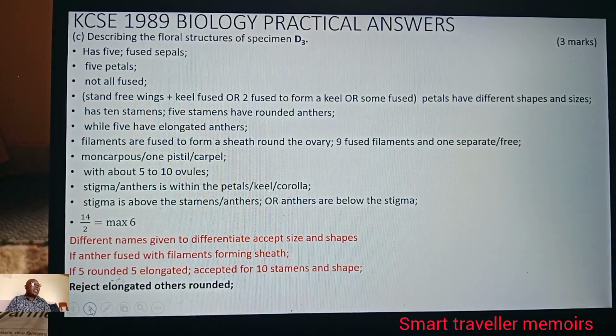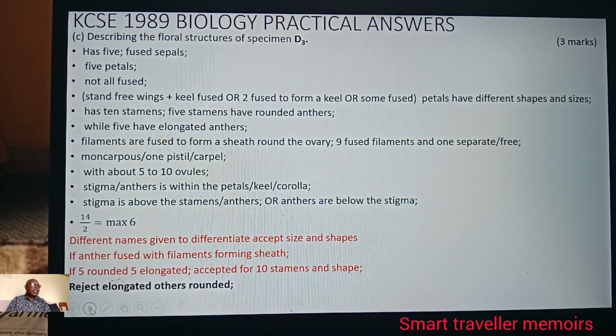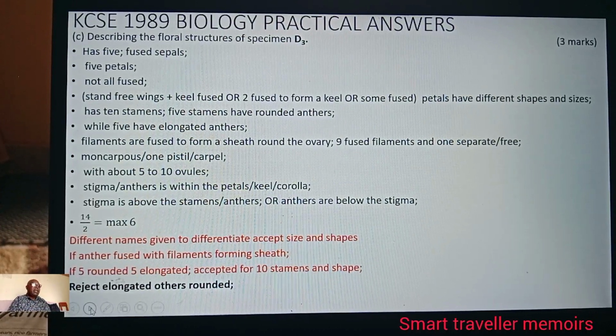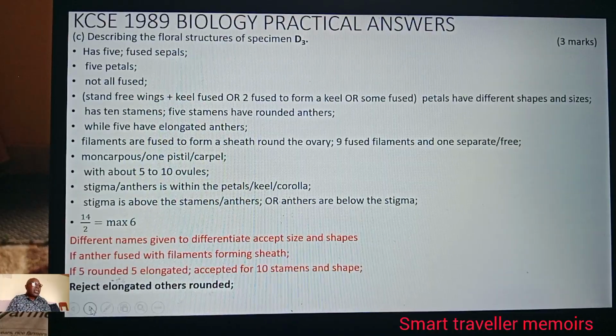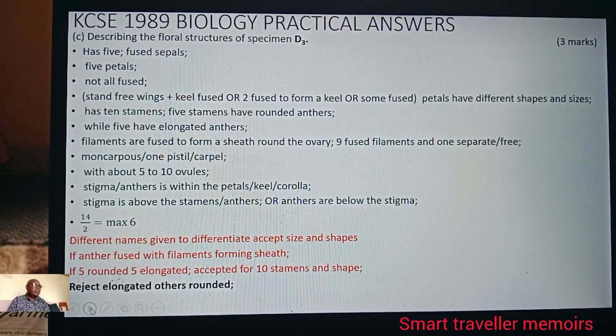Let's now go to part C of question 2. Describing the floral structures of specimen D3. So we can start. It has 5 fused sepals, a tick, 5 petals, a tick, not all fused, a tick, standard 3 wings plus keel fused, or 2 fused to form a keel, or some fused. Petals have different shapes and sizes.